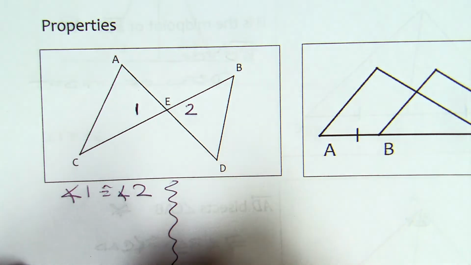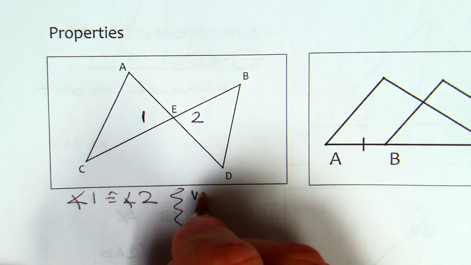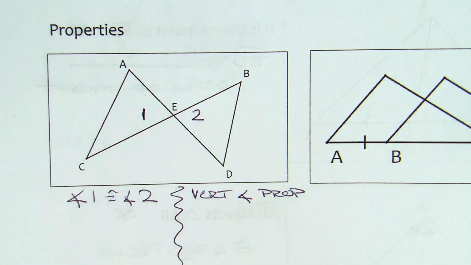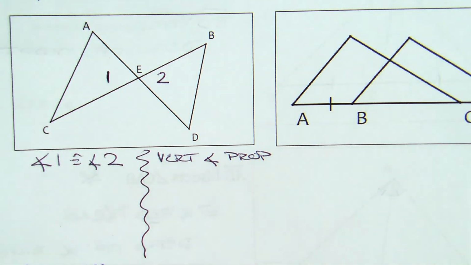Now, this is important. Vertical angle property. That is one of the musts when you write a proof. It is not the definition of vertical angles. They never mention the congruency in vertical angles. They only mention it later on. Make sense? So that means angle 1 is congruent to angle 2 by the vertical angle property. And they don't have to tell you anything else. You can get it right from a diagram. Make sense? Okay.